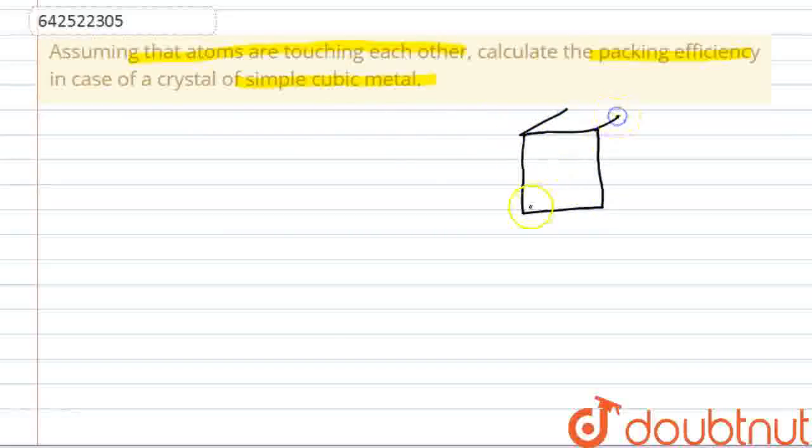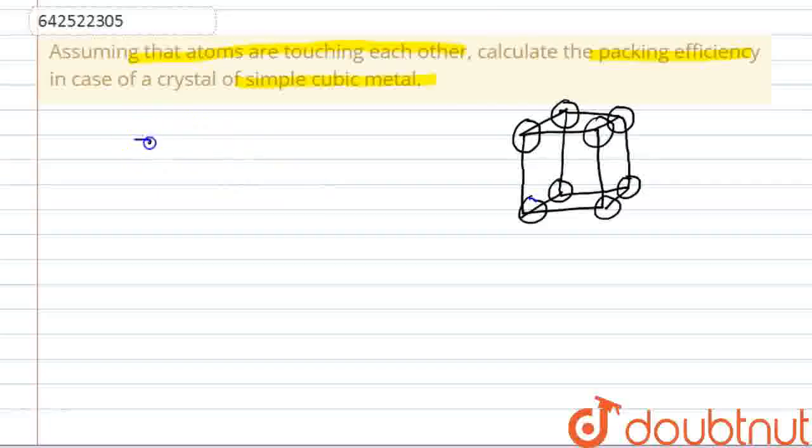Now this is the simple cubic unit cell and there are atoms associated with the corners in this simple cubic unit cell like this. We know that there are 8 corners of the cube, so there are 8 atoms associated with the corners. First of all we will calculate the number of atoms per unit cell of this cube, that is the value of Z. We denote that as Z.